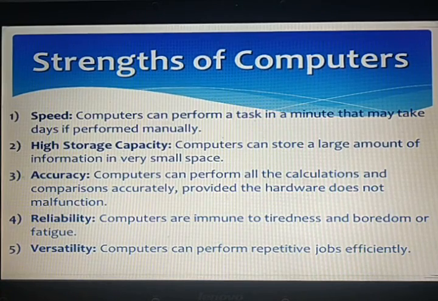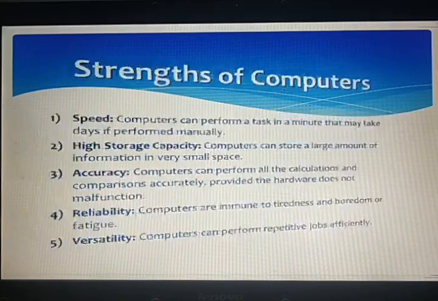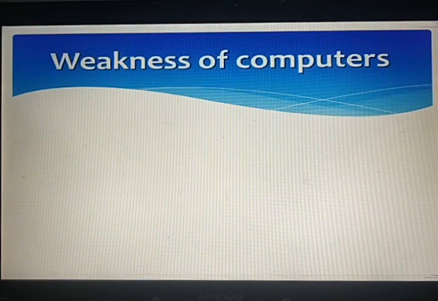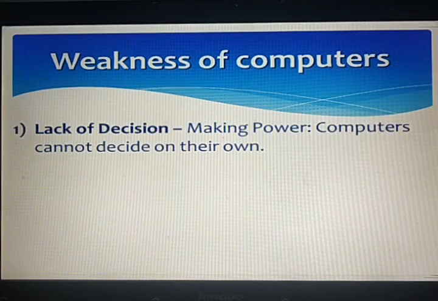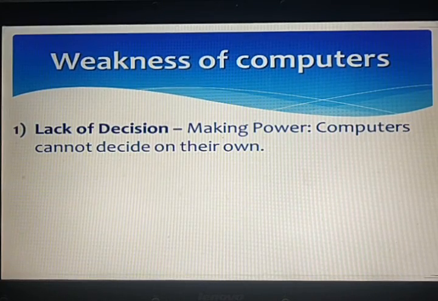In spite of having all the above characteristics, computers do possess some limitations, which are also strengths of human beings. So, weaknesses of computers. The first one is lack of decision-making power. Computers cannot decide on their own. They do not possess the power of decision, which is a great asset of human beings.